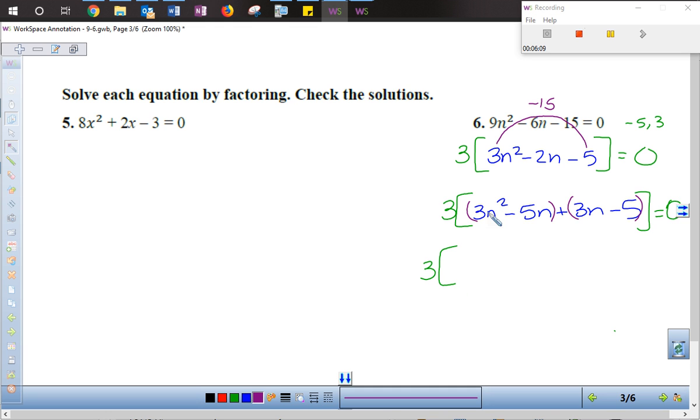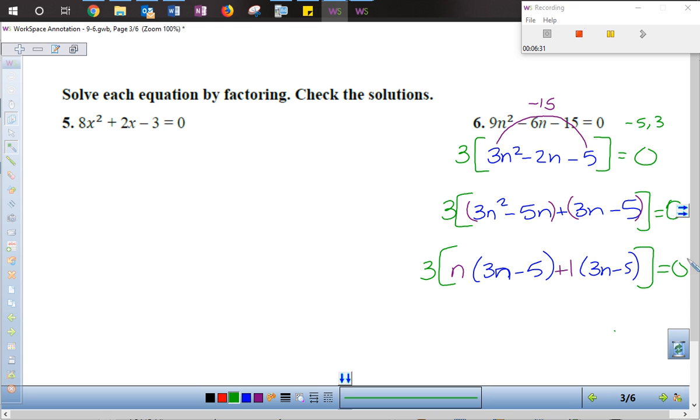The GCF between 3n squared and negative 5n is just an n, and I'll be left with 3n squared divided by n is 3n. 5n divided by n is 5. And then on my second binomial here, there is no GCF, so I can take out a 1 and be left with 3n minus 5. Close my bracket, set it equal to 0.